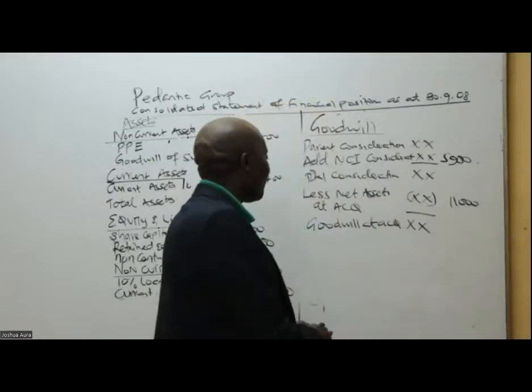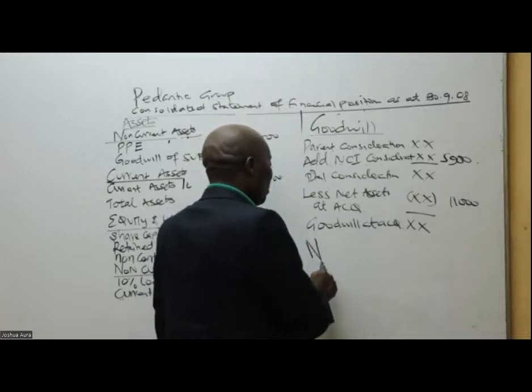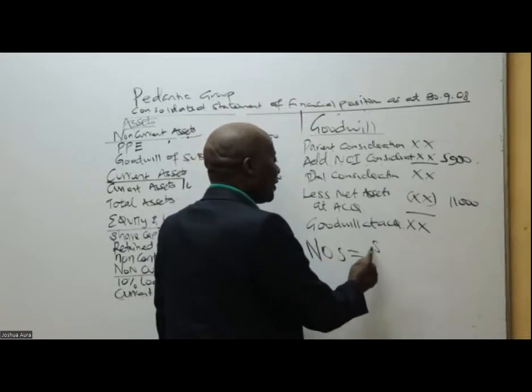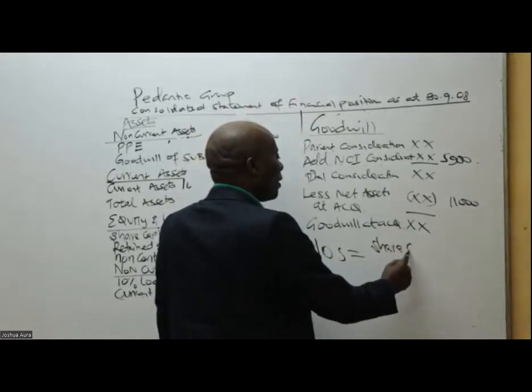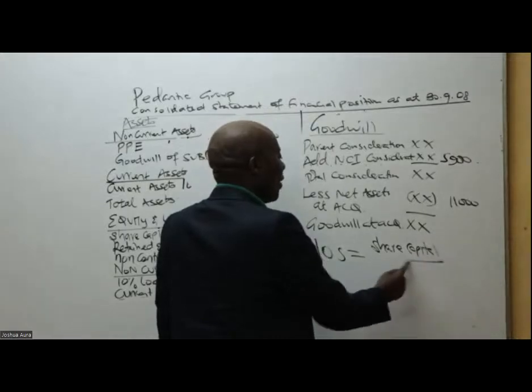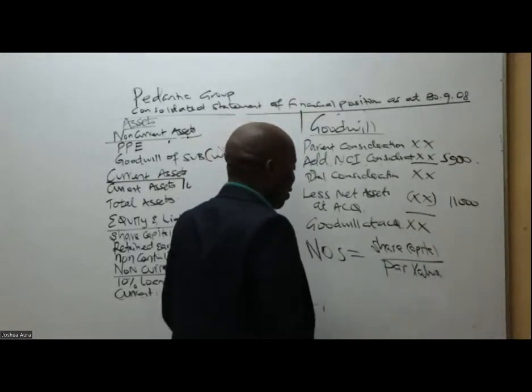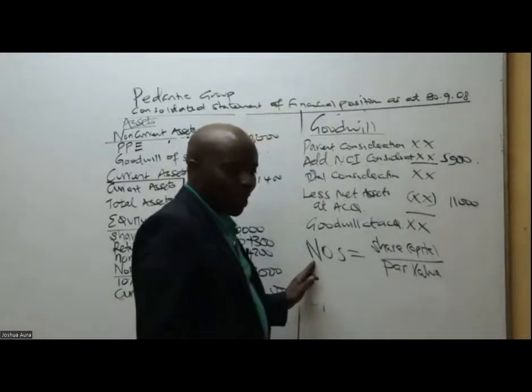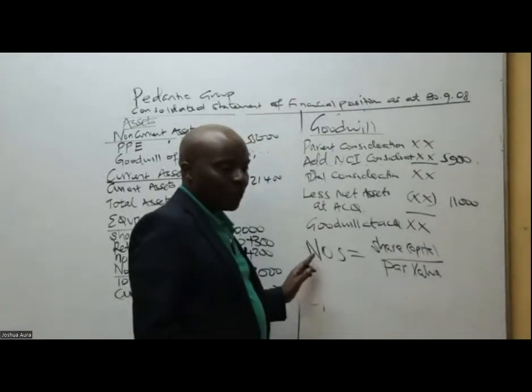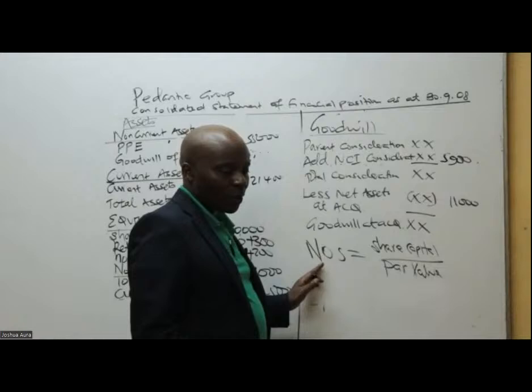They are telling us something very nice. To get what we popularly call the number, we normally take the share capital divided by the par value. No stands for number of ordinary shares.